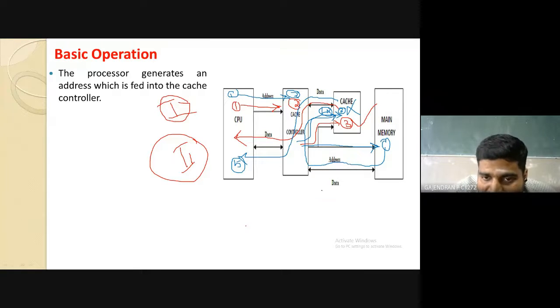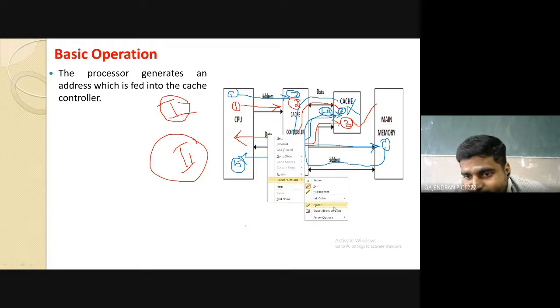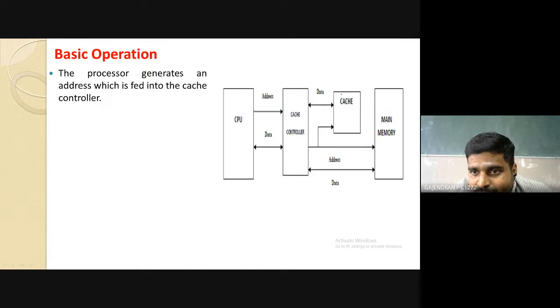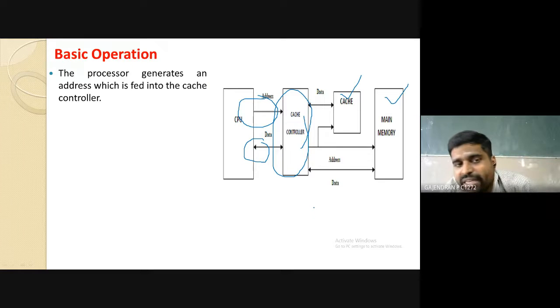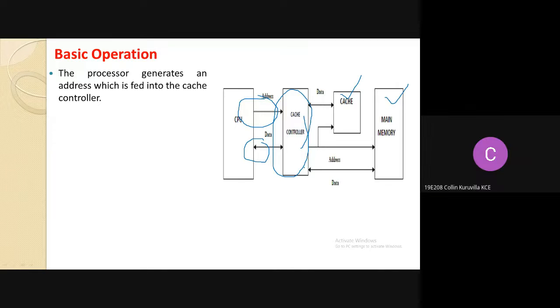What is the function of the cache controller? Cache controller only going to interact with your cache and main memory. Whatever the request, whatever the data you want to get, via cache controller only you can perform. Is it clear, dear students? Is it clear? This function is clear? Yes, sir. Okay.